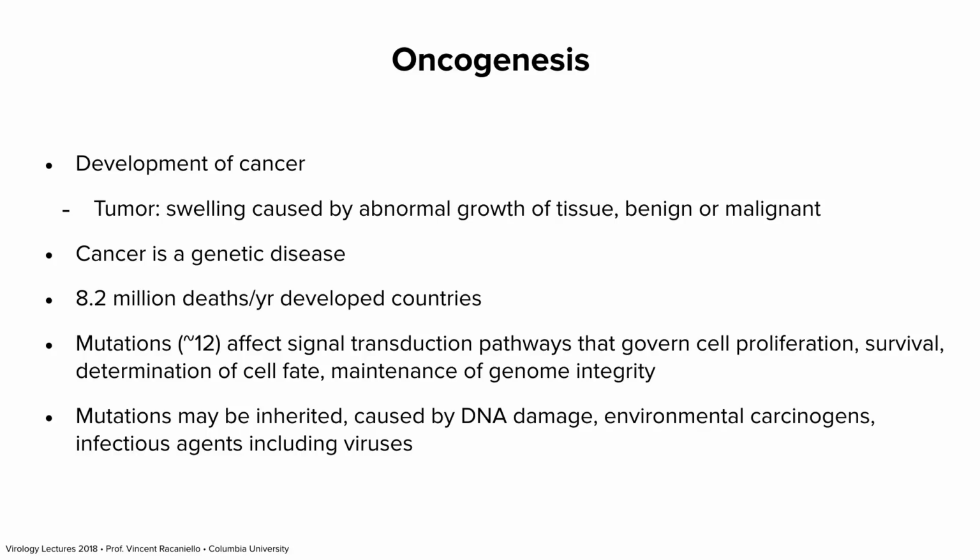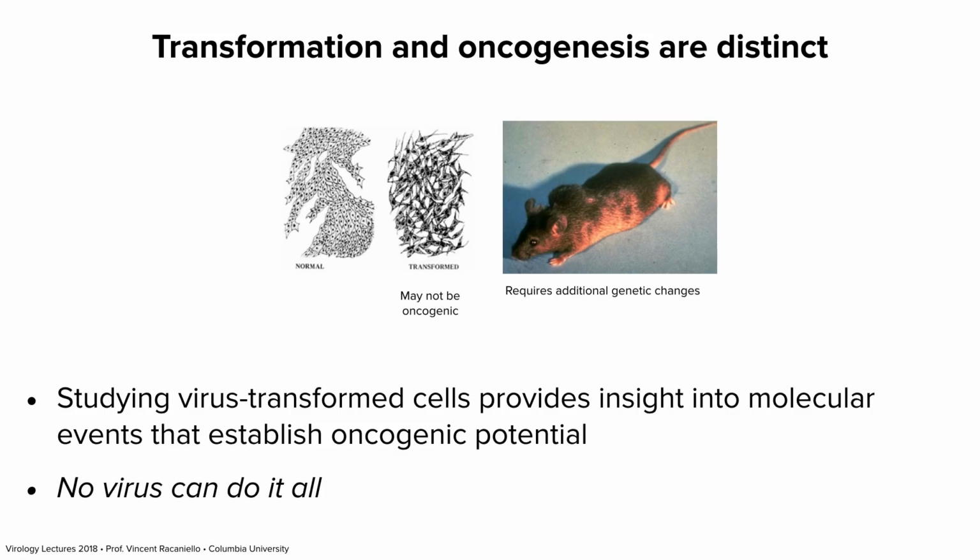So you can inherit some of these mutations. They can be caused by DNA damage. If you smoke, smoke contains carcinogens that will accelerate the mutations in your lung cells. Environmental carcinogens, plenty of those being spewed out by manufacturing. And infectious agents, including viruses, which is what we're going to talk about today.